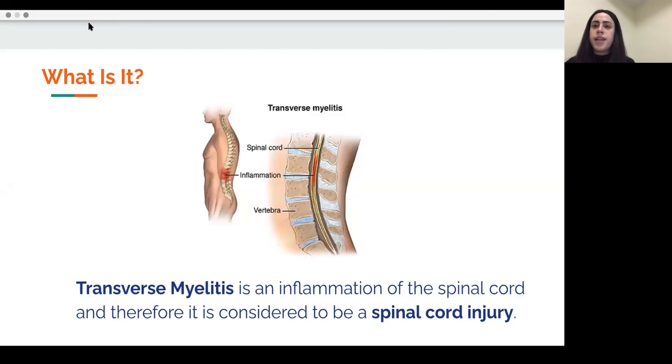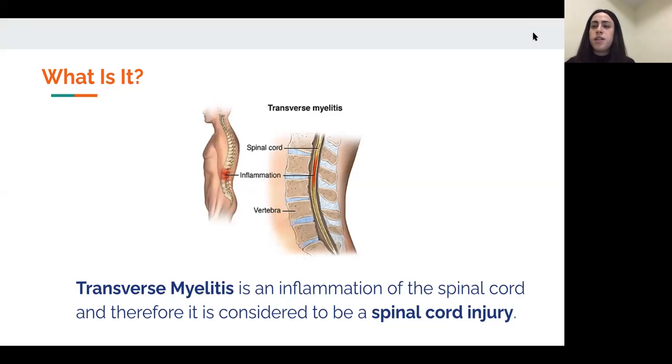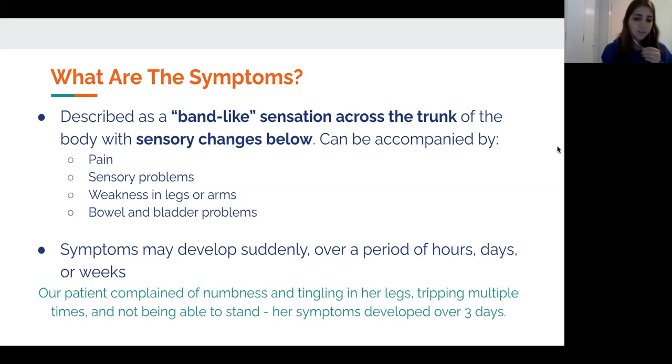What is transverse myelitis? Transverse myelitis is an inflammation of the spinal cord and is therefore considered to be a spinal cord injury. So what are the symptoms of transverse myelitis? They are described as a band-like sensation across the trunk of the body with sensory changes below. They can be accompanied by pain, sensory problems, weakness in legs or arms, and bowel and bladder problems. Symptoms may develop suddenly over a period of hours, days, or weeks. Our patient complained of numbness and tingling in her legs, tripping multiple times, and not being able to stand, and her symptoms developed over 3 days.